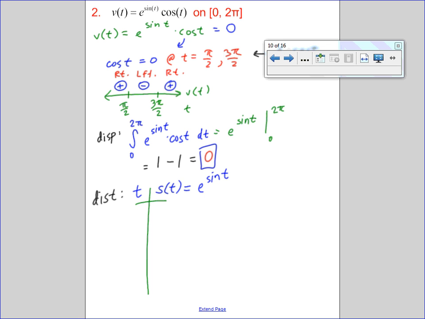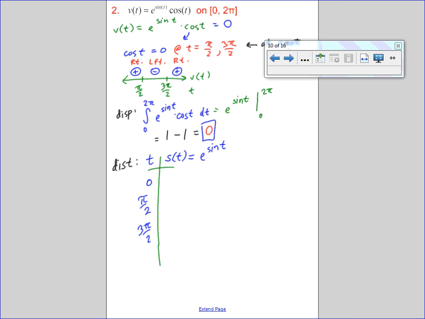So what do we need on here? We need 0. We need pi over 2. We need 3 pi over 2. And we need 2 pi. Does that do it?